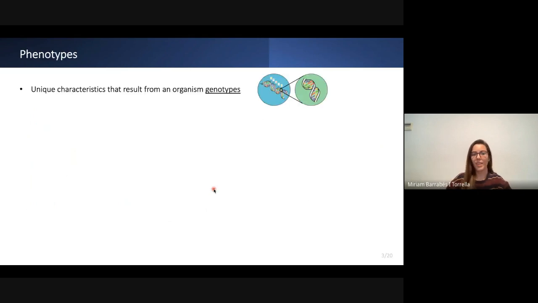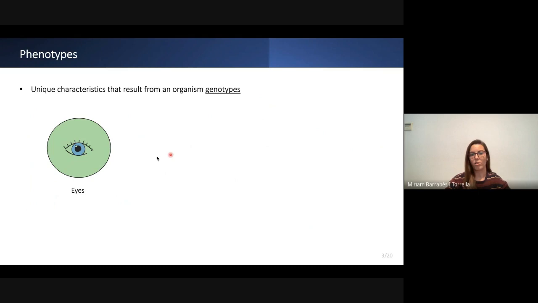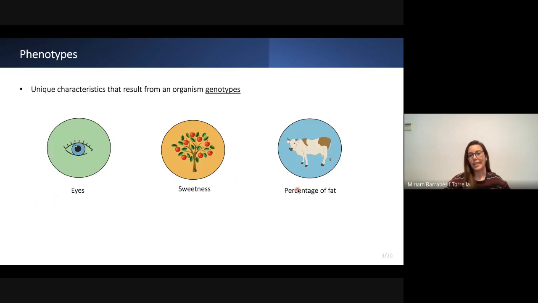And the genome also codifies for our phenotypes, which are the unique characteristics that result from an organism's genotype. The genotype is a set of genes, and examples of phenotypes could be the color of our eyes, the sweetness of a fruit in a plant, or the percentage of fat in an animal. So studying the phenotypes has applications in selective breeding, which consists in selecting the desired traits during the breeding process between the males and the females. And this has a lot of applications in plants, but also in animals.